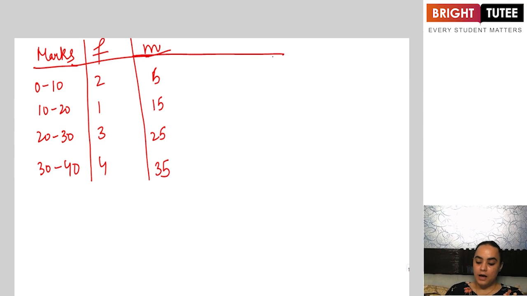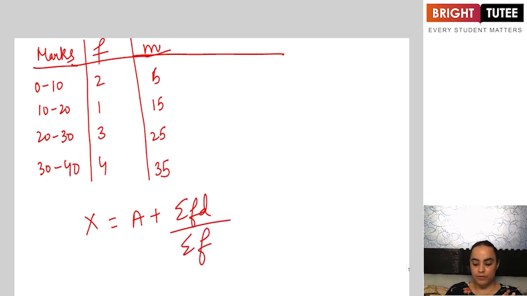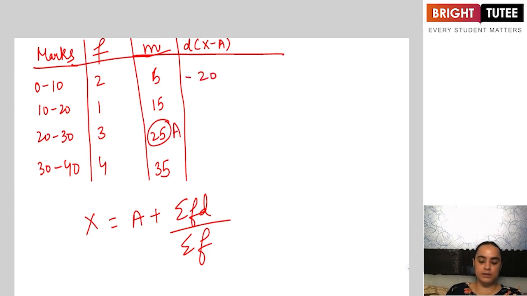Okay. Now, according to my formula, which is A plus sum of FD divided by sum of F, I need D. And what is D? D is X minus A. From where are we going to take the assumed mean now? From my middle values. Let me take 25 to be my assumed mean. So 5 minus 25 is minus 20. 15 minus 25 is minus 10. 0 and 10. I have D now.